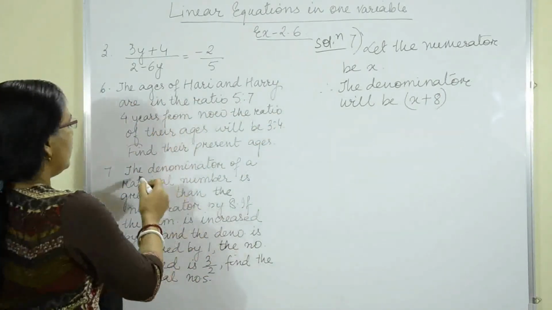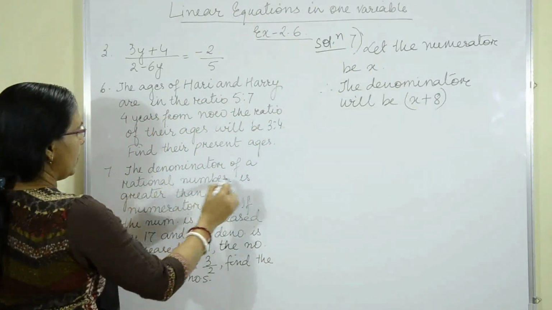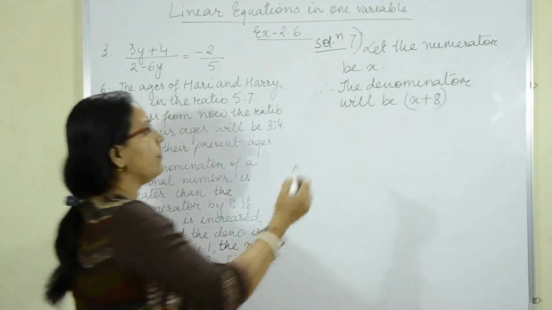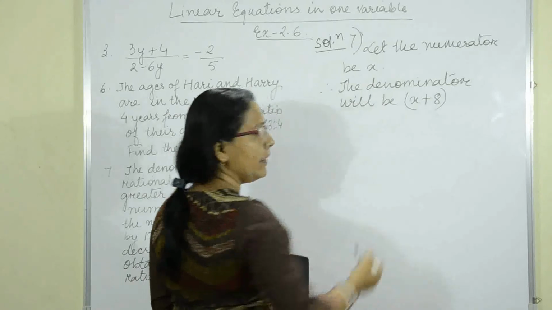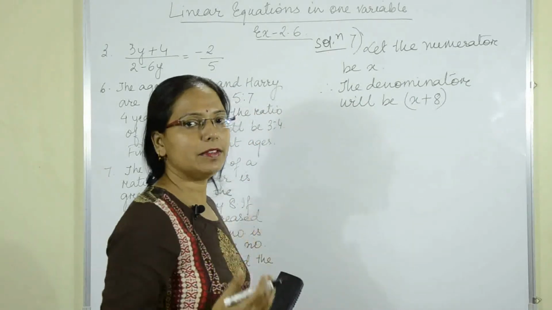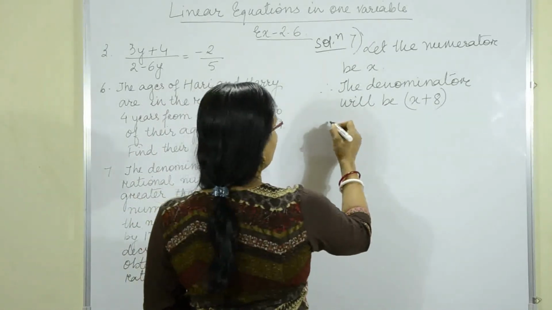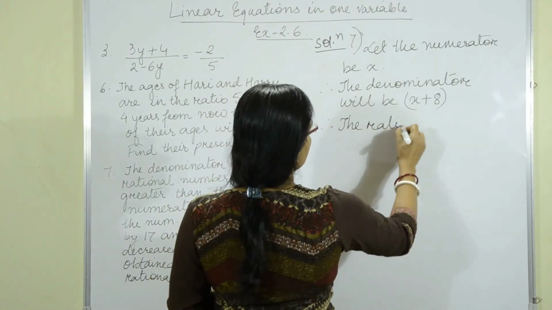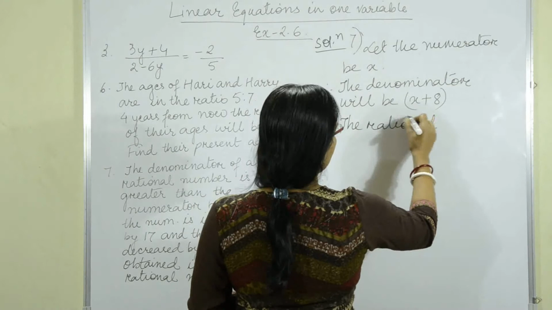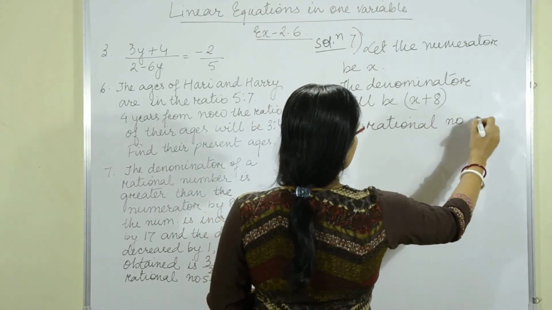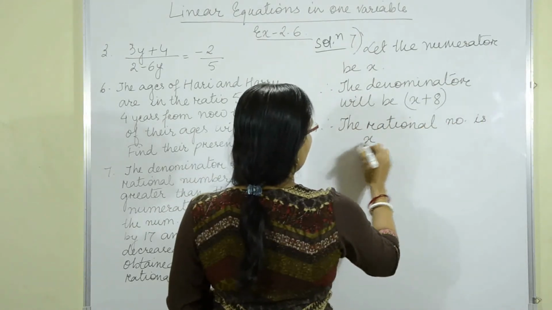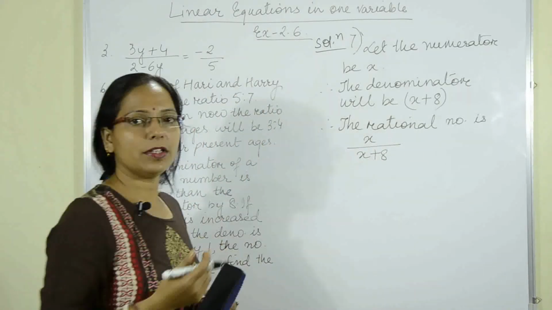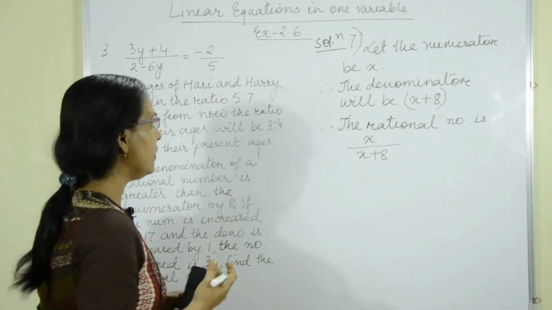Understood? The denominator of a rational number is greater than the numerator by 8, means if the numerator is x, then the denominator will be x plus 8. That means it is greater than 8. So, what is the form of the rational number? Therefore, the rational number is, now how does the rational number look like? The rational number is x by x plus 8. So, this is the form because the rational number has both numerator and denominator.